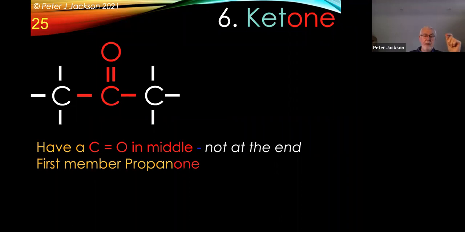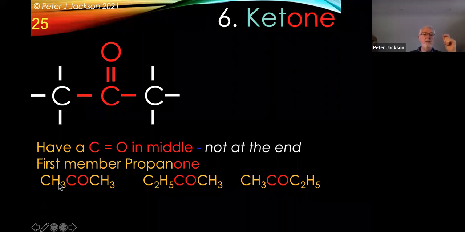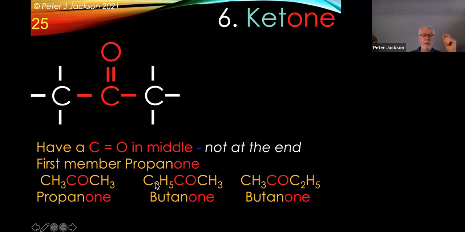The first member is propanone. If you're going to have a C double bond O in the middle or approximately in the middle, you've got to have at least 3 carbons. So propanone, or acetone as it's called, nail varnish remover, right? So if we look at this, it's got a CO in the center. That tells me it's a ketone. It's got 3 carbons. It's propanone. This one has got a CO in the center. It's got 1, 2, 3, 4 carbons.